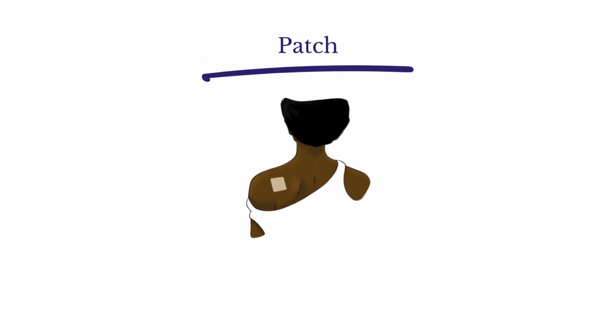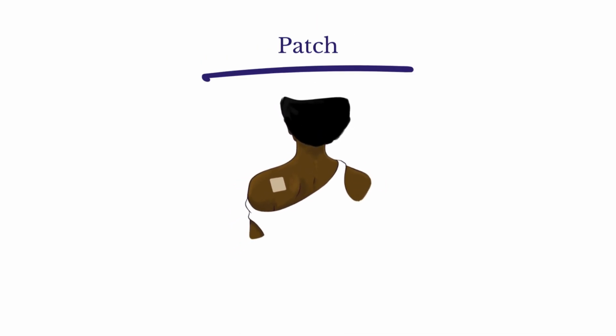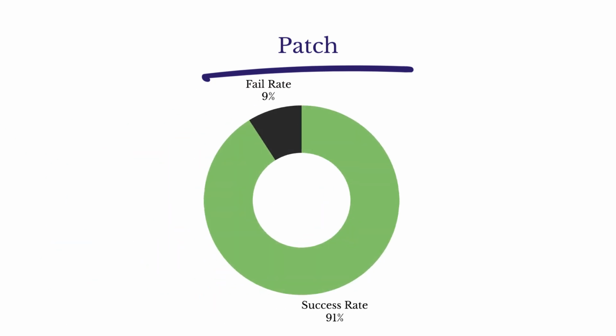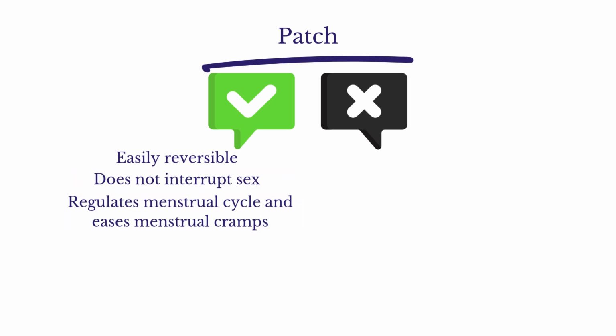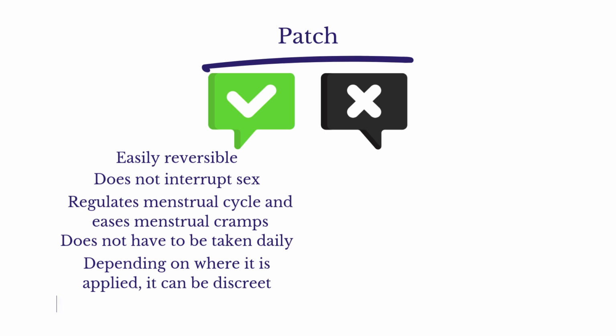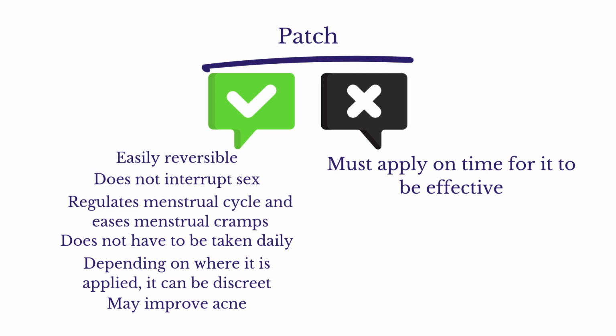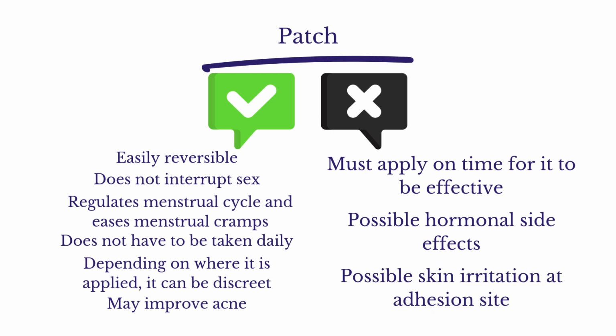Next is the patch, which is an adhesive square applied to the skin once a week for three weeks, followed by a patch-free week. It has a success rate of 91%. Some of the advantages are that it is easily reversible, does not interrupt sex, regulates the menstrual cycle, eases menstrual cramps, and does not have to be taken daily. Depending on where it is applied, it can be discreet, and it may improve acne. Some of its disadvantages are that it must be applied on time for it to be effective, possible hormonal side effects, and possible skin irritation at the adhesion site.